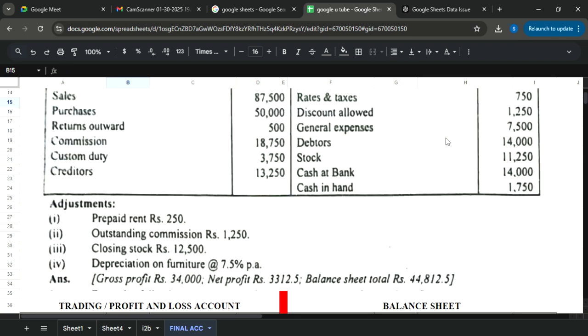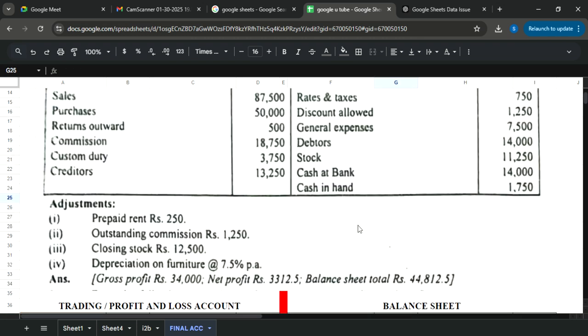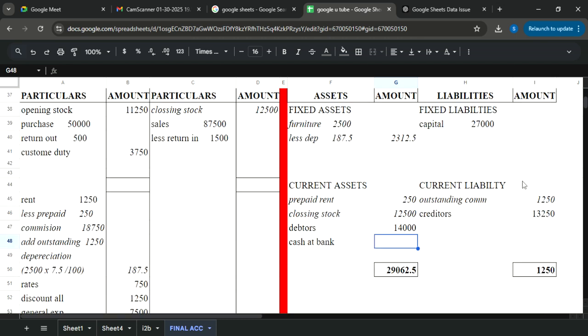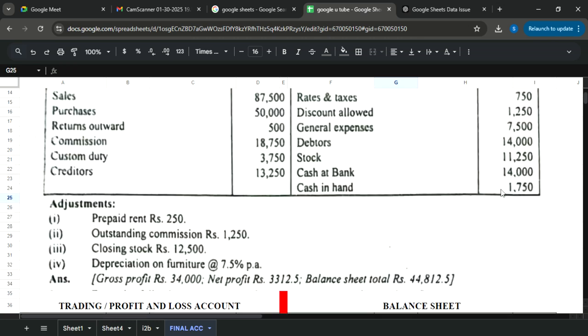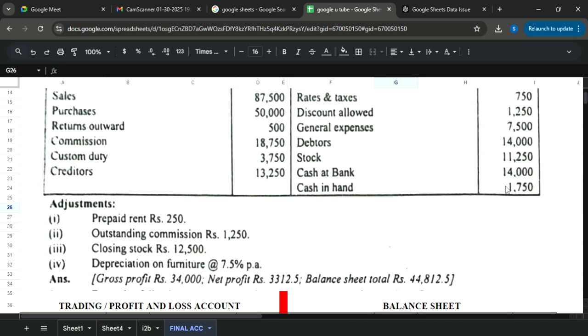Okay. The next thing is cash at bank. In current asset, you will write cash at bank. Amount is 14,000. Write down 14,000 over here. The next and last is cash in hand. Again, it is asset, cash in hand, amount of which is 1750.